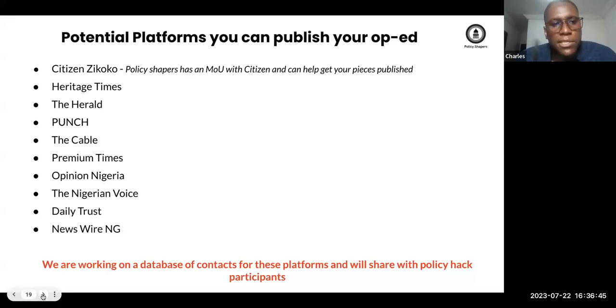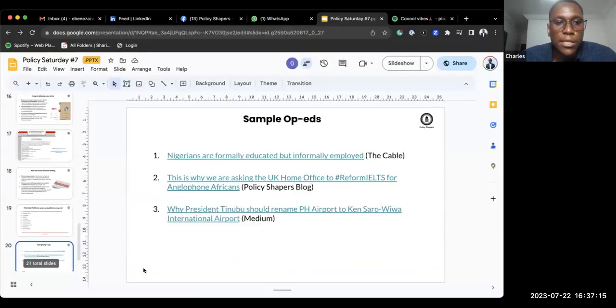So there's Heritage Times, Citizens, the Coco, the Herald, Punch, the Cable, Premium Times, Opinion Nigeria, the Nigerian Voice, Daily Trust. There are a lot of them, and there are even international ones like the Washington Post, the Republic. Some of them are even paid. If you meet their criteria and publish, they pay you for it. So you want to share your idea and at the same time gain recognition and get paid for it. I hope some of these things are taken note of.